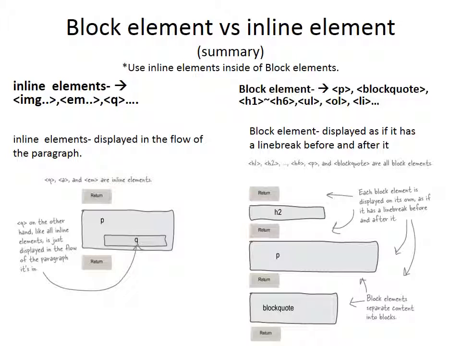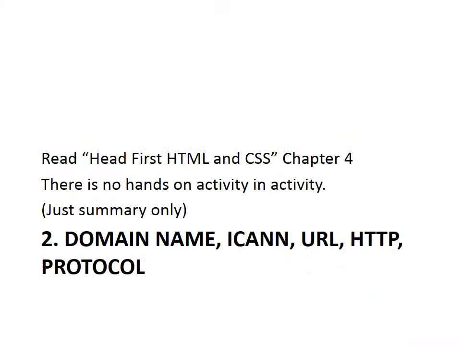Inline element is displayed in the flow of paragraph. IMG, EM, and Q are examples of inline elements. Block element is displayed as if it has a line break before and after it. P, blockquote, H1 through H6, UL, OL, and LI are examples of block elements. There is no hands-on activity in this section.